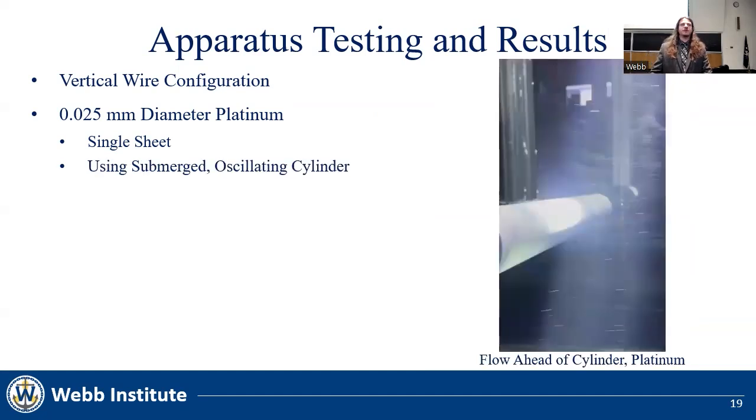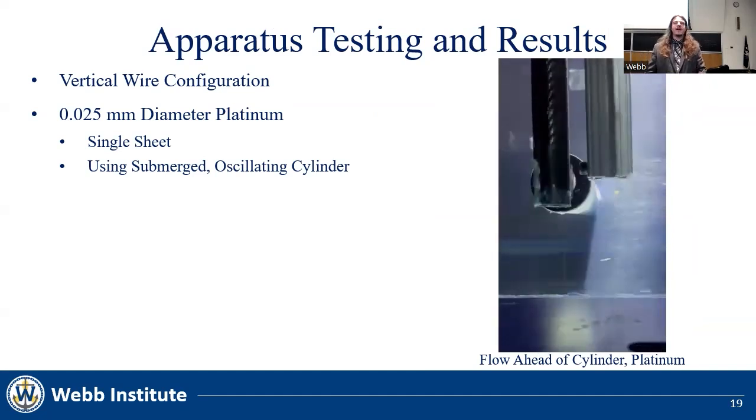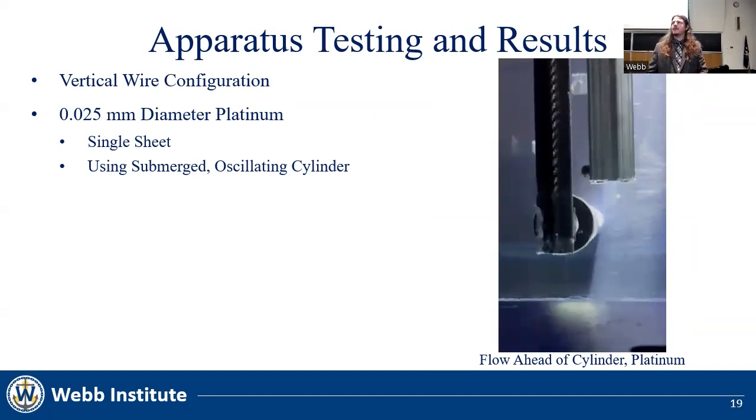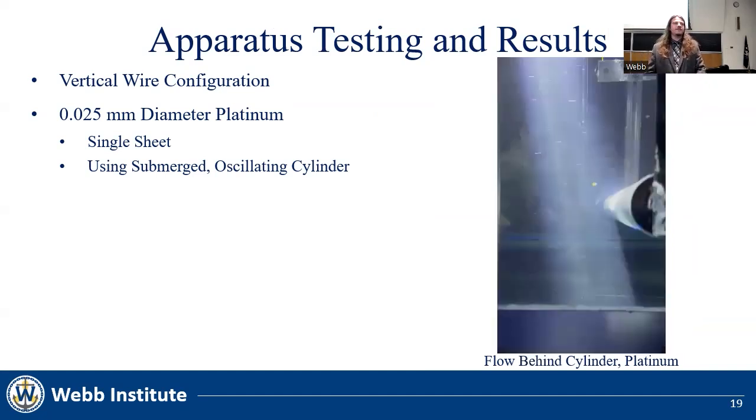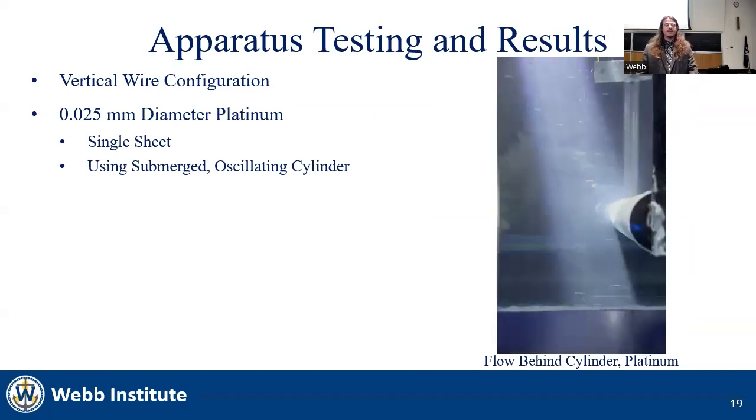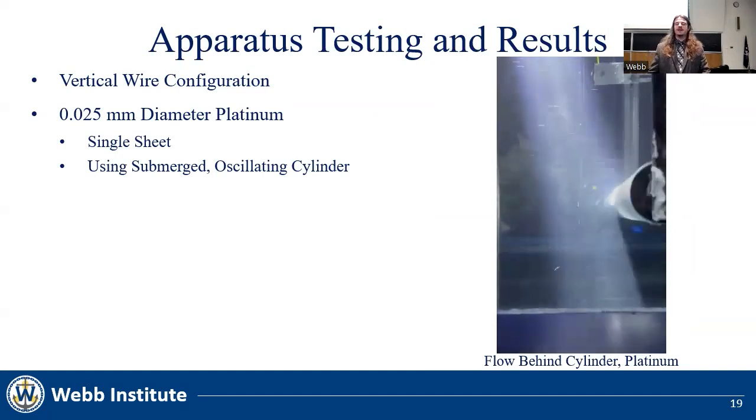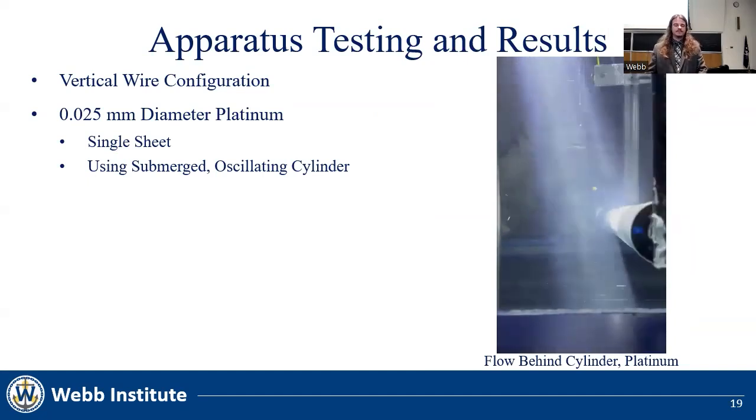I then used a submerged oscillating cylinder, generously provided by Will and Miguel, where I expected a von Karman vortex street to develop behind it. This first video shows the flow ahead of the cylinder, where the path lines are clearly highlighted by the bubble sheet. The second video shows the flow behind the cylinder, where the von Karman vortex street is clearly visualized.